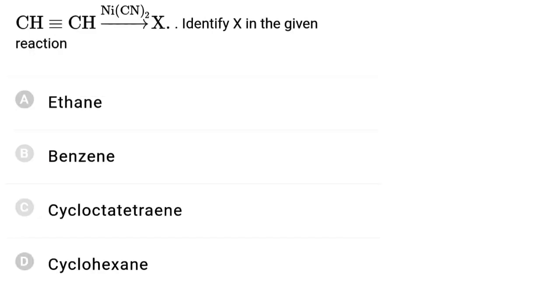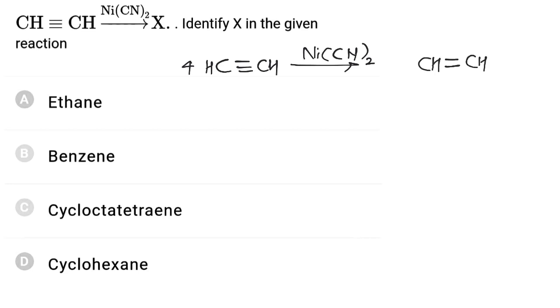In this question, acetylene is treated with Ni(CN)2. So when acetylene is treated with Ni(CN)2, now 4 molecules of acetylene combine to form the cyclooctatetraene molecule.